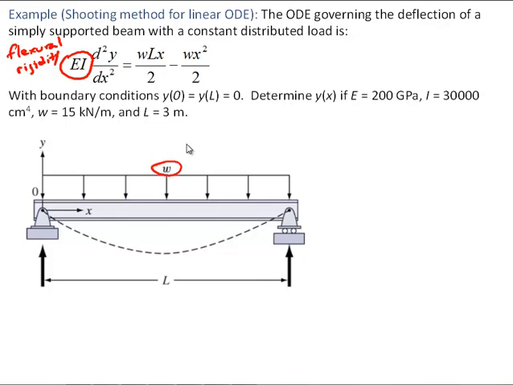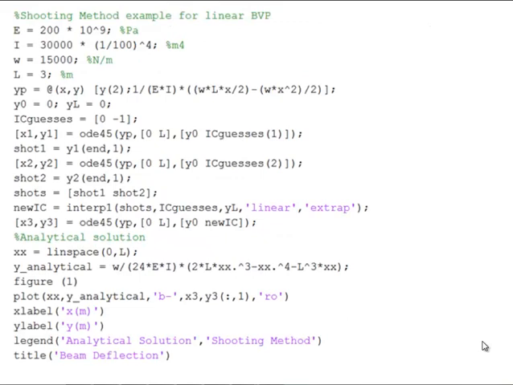So the boundary conditions are y at 0 is equal to y at L, both equal to 0, because the beam is pinned to these supports at x equals 0 and x equals L. And what we want to do is determine y of x, given these values for the constants. So let's look at the MATLAB code to implement the shooting method to solve this problem.